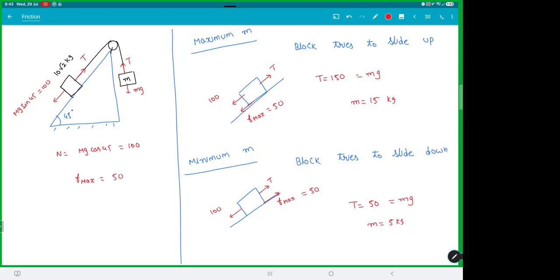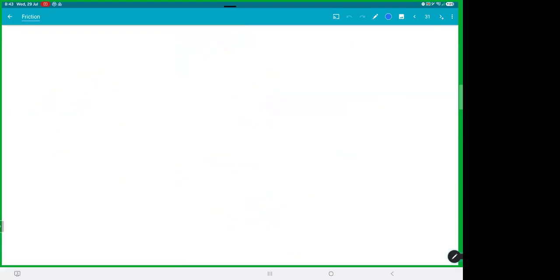That means the minimum weight, if you keep anything less than 5, you will slide downward. If you keep anything more than 15, you'll slide upward. Means for any value between 5 to 15, you're safe. That is because friction can change its magnitude and friction can change its direction also. Is that making sense? So if I show you with some numbers, look at this thing. Try to answer this, you will get the thing for this. How friction behaves. Friction will not give maximum every time.